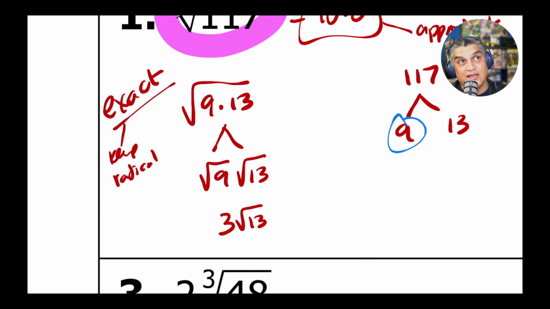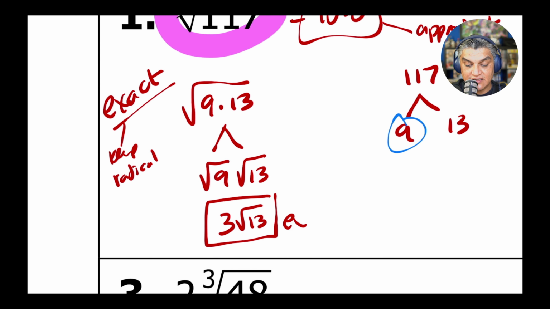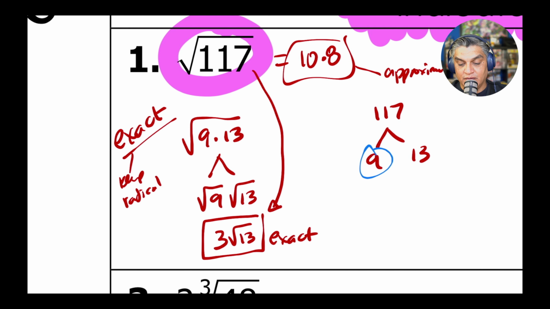13 is a prime number. I can't break it down. And there are no perfect squares inside its factors. So guess what? That's my exact answer. 3 square root of 13. I just simplified my radical. A lot of times mathematicians want exact answers, meaning they don't want a decimal, because a decimal approximates. They want an exact answer, meaning we keep the radical. And so there's my exact answer.